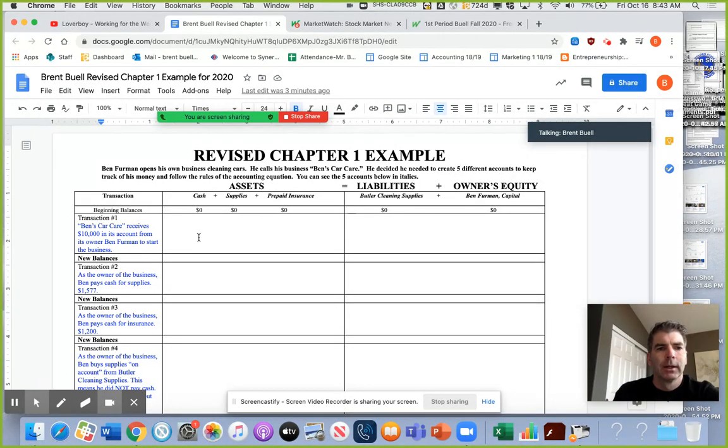Okay. So let's take a look at transaction number one. There's going to be 5 transactions in which we work through.